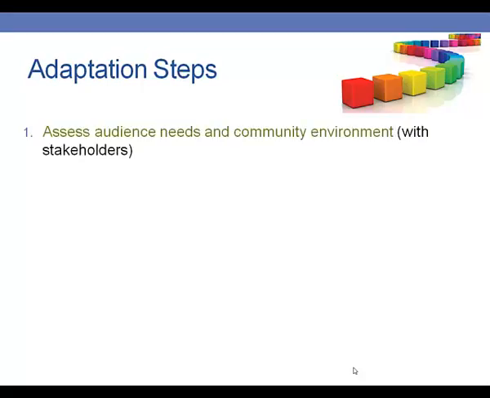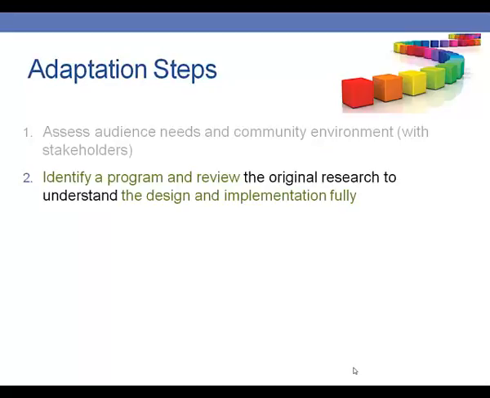So the first step in adaptation is to assess our audience needs and the community environment along with our stakeholders so that we can be sure going forward we're very clear about the objectives for our community, what our community deems as important, and how feasible it is for us to meet those needs. The next step would be to identify a program which we feel would be helpful to adapt. Optimally, we're hoping this is an evidence-based program, and to review the original research about the program so that we can fully understand its design and its implementation.